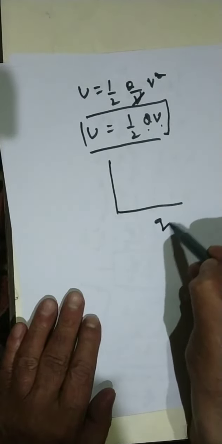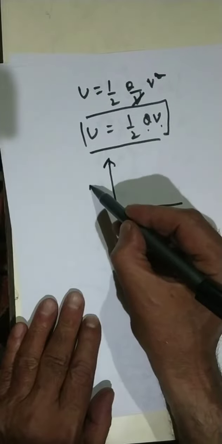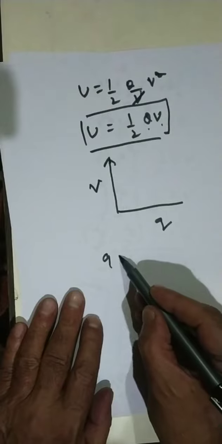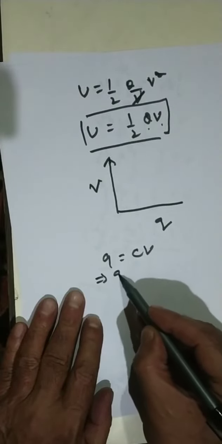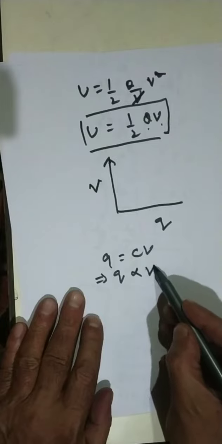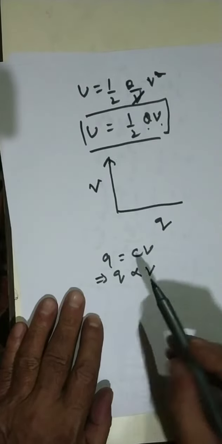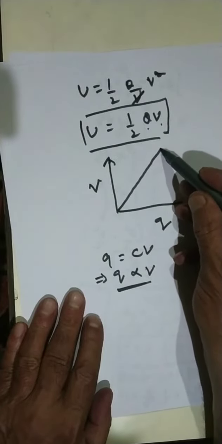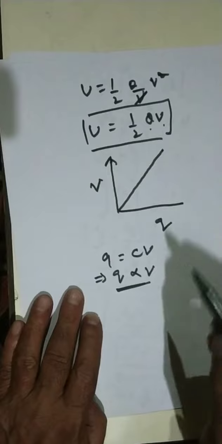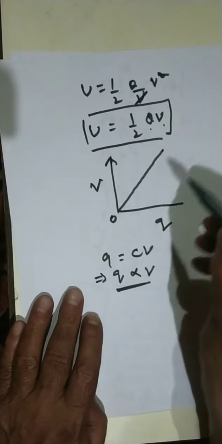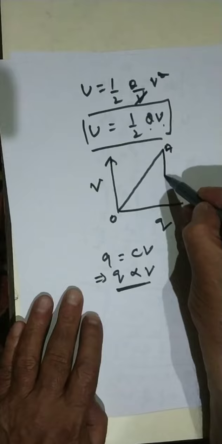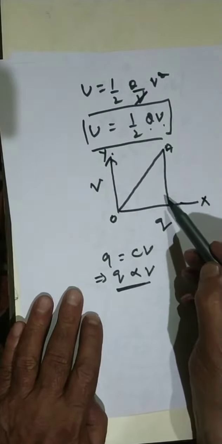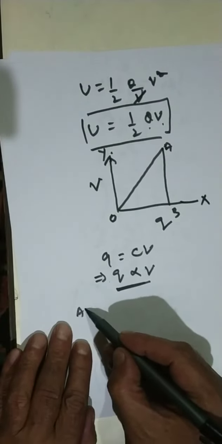charge along x-axis and potential along y-axis, then since we know that Q is equal to CV, which implies that Q is directly proportional to V. Okay. Now if we plot a graph of this type, then we will get a straight line. Now let us suppose that this line is OA. We drop a perpendicular AB upon this charge axis or x-axis. This is y-axis. Okay. Now what is the area of this triangle?